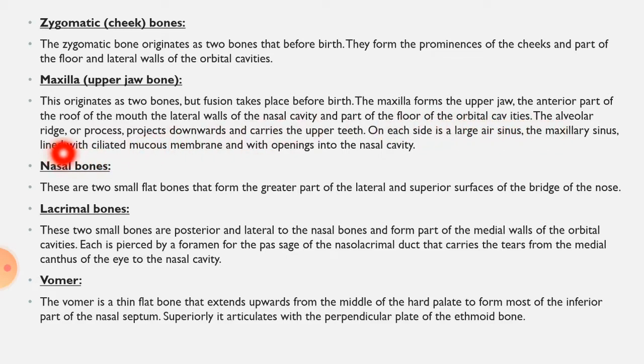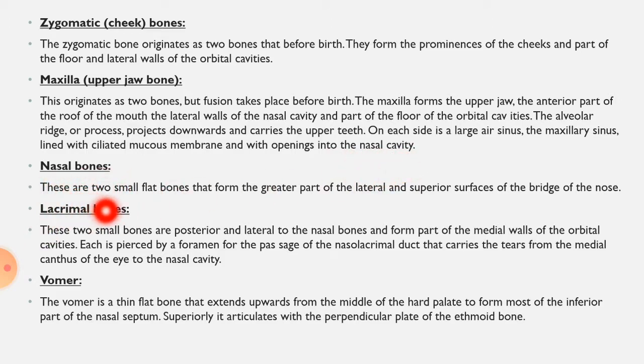The alveolar ridges or processes project downwards and carry the upper teeth. On each side is a large air sinus, the maxillary sinus, lined with the ciliated mucous membrane and with openings into the nasal cavity. Once again, because this is a paranasal sinus, it will definitely open into the nasal cavity.